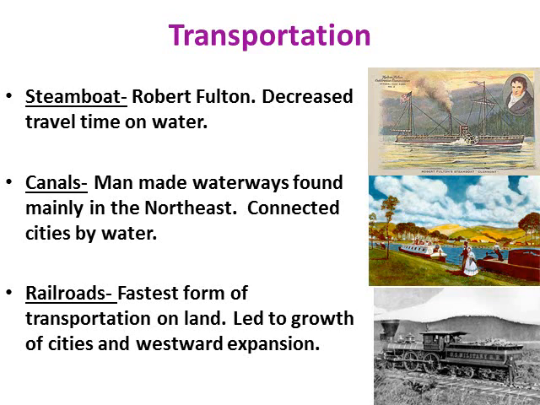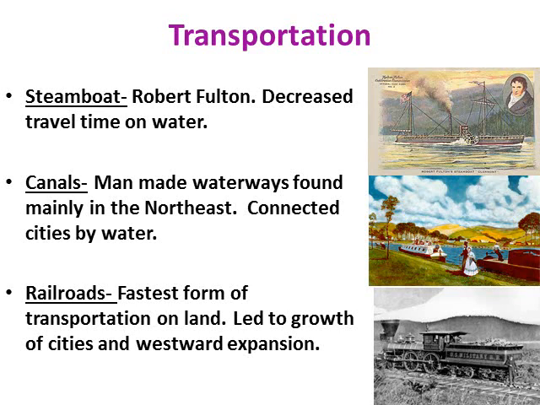We also started making our own rivers or waterways called canals. A canal is a man-made waterway, and they were mostly found in the Northeast and connected cities by water. So you could connect one factory to a town that had lots of stores. It was a man-made waterway that you could take a boat down, or even one of the new steamboats, which made stuff even faster.